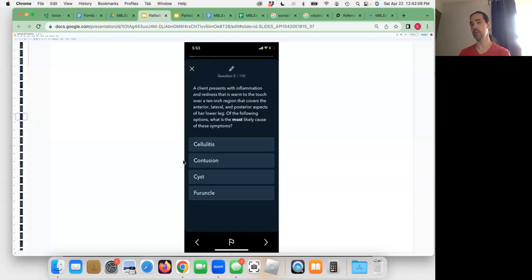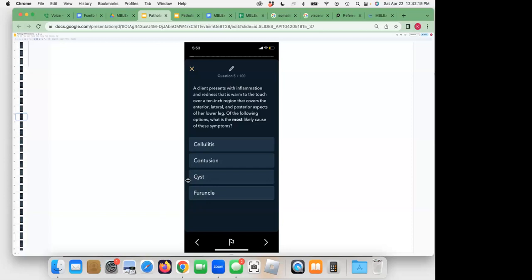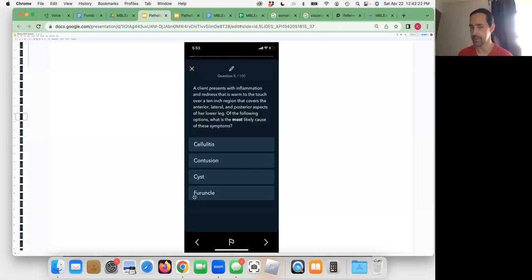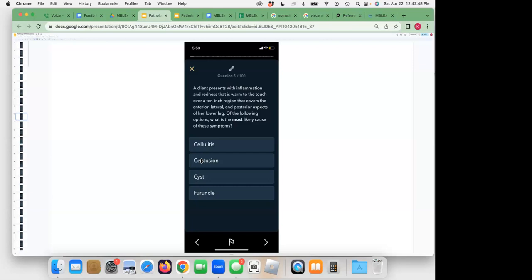So let's eliminate what we can. Cyst and furuncle, those are like skin pathologies, skin diseases, right? It's going to be kind of hard for us to, actually cyst is not skin, but furuncle is. It's a little difficult for us because we don't know about cysts and furuncles, as we haven't covered those in this class. A contusion, we know what a contusion is. That's a bruise. Would you expect a contusion to be inflamed, red, warm to the touch? Yeah, maybe. What about over a 10-inch region on the anterior, the lateral, and the posterior aspects of the lower leg? Would a contusion cover all three surfaces like that? No.